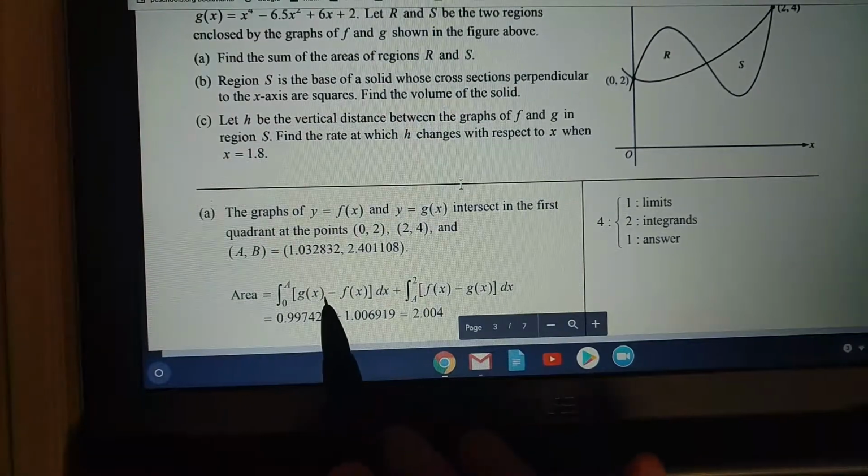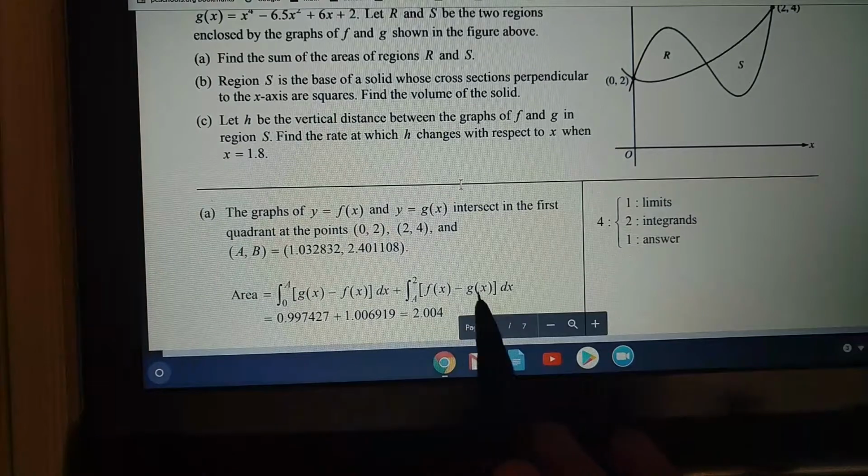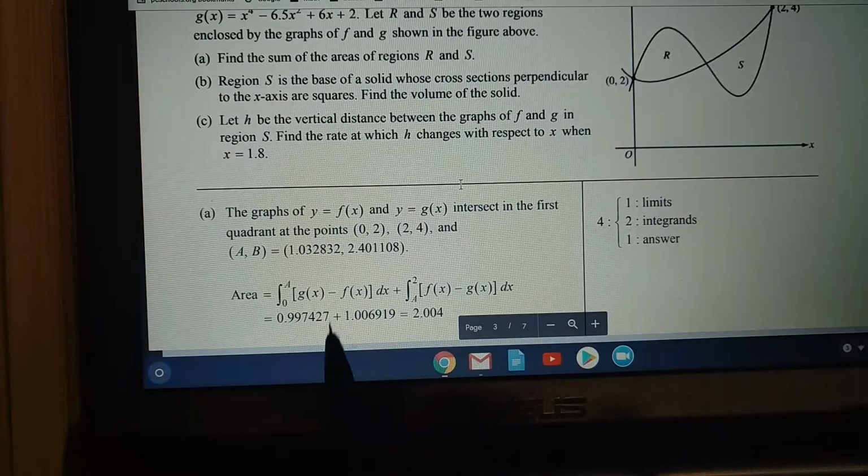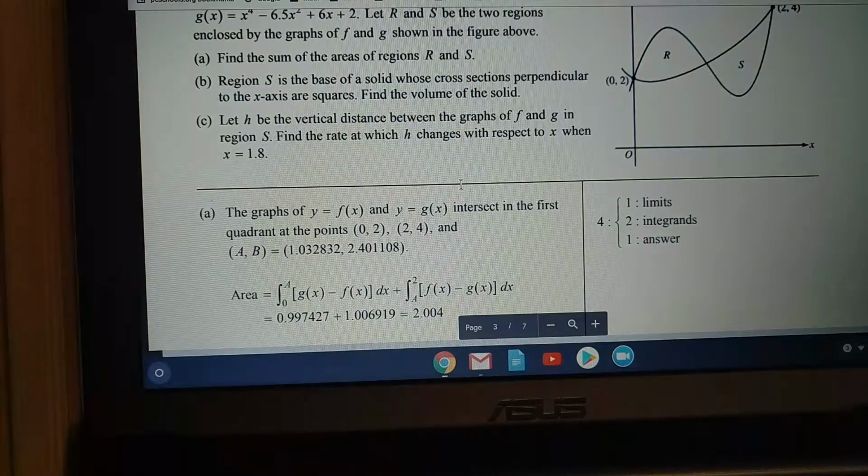The correct integrals, knowing it's g minus f and then f minus g, gets you 2 points. One for this, one for this. And then actually evaluating everything correctly and coming up with a correct answer gets you the 4th point.